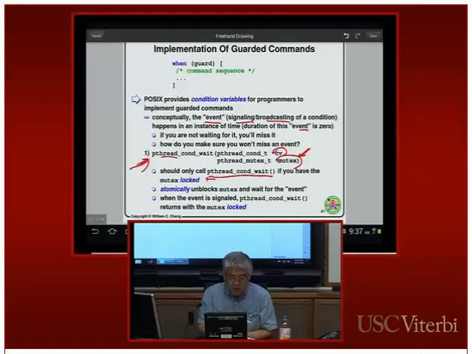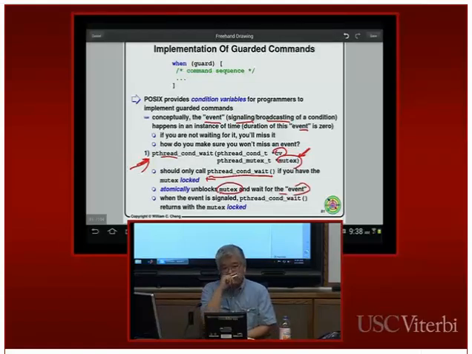So when you call pthread condition wait, two things happen atomically, right? They're locked together so that no other thread can get in between. The operations that are locked together are unlocking the mutex and waiting for the event. So this thread has the mutex locked, and when it calls pthread condition wait, it unlocks the mutex and waits for the event simultaneously.